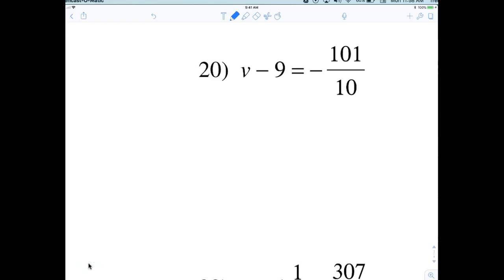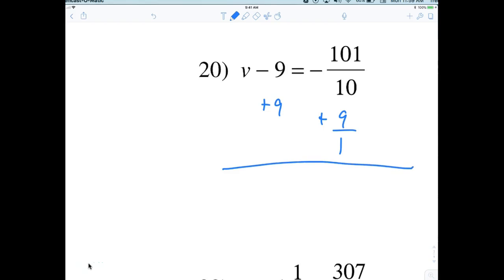Now, refreshing your memory, to solve a one-step equation, you've got to work backwards. So they said that they subtracted 9. To undo subtracting 9, we have to do what? We're going to add 9. So I'm going to add 9 to both sides, and 9 is the same as 9 over 1. Everybody see that? Come on, stay with me.